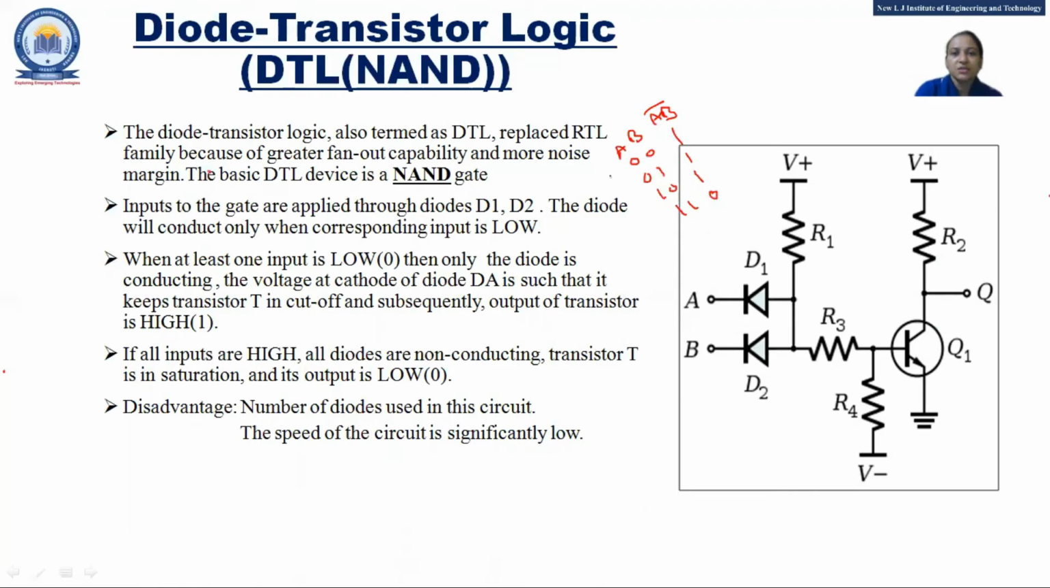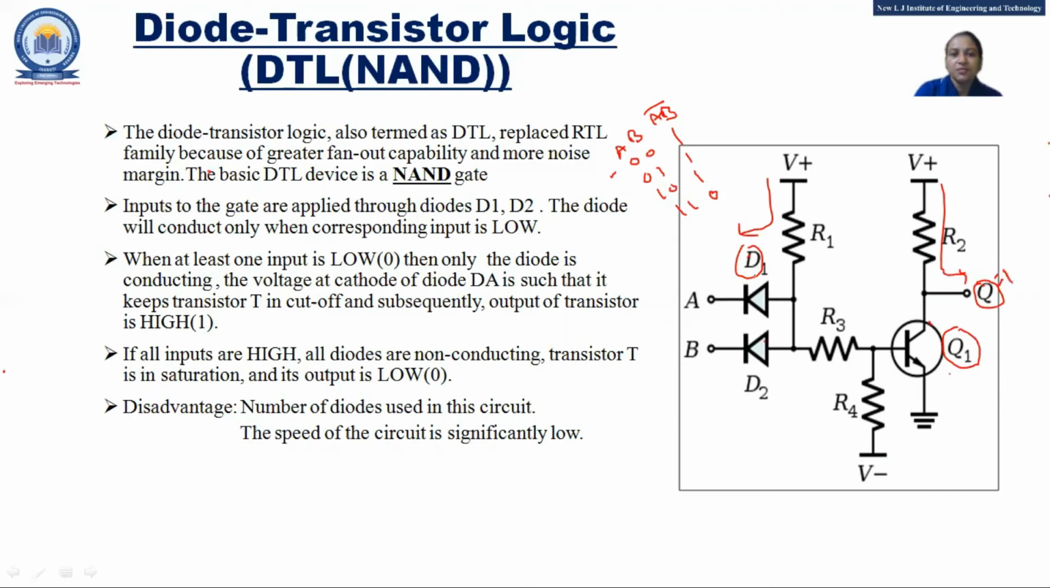The first case: if A and B both are 0, then D1 and D2 both the diodes will be in forward bias. As a result, our VCC will flow in this direction. So R3 will be in reverse bias, and in that case, no sufficient current will be there. So that makes Q1 off, so our Q2 is off. So whatever VCC we apply goes through this R2 and appears at our output Q. So our output is 1.